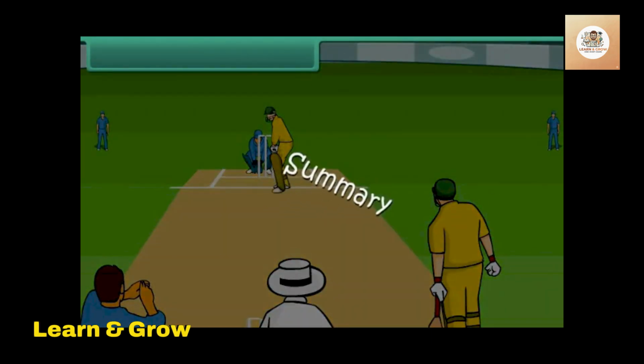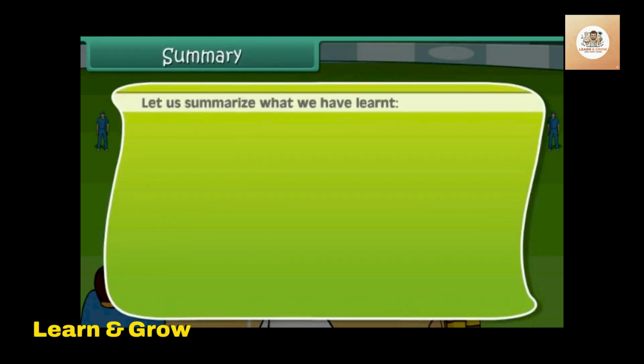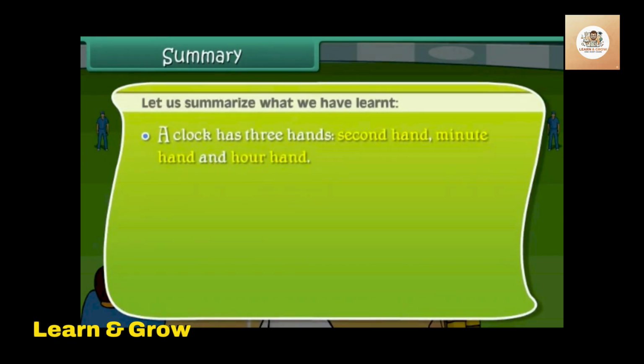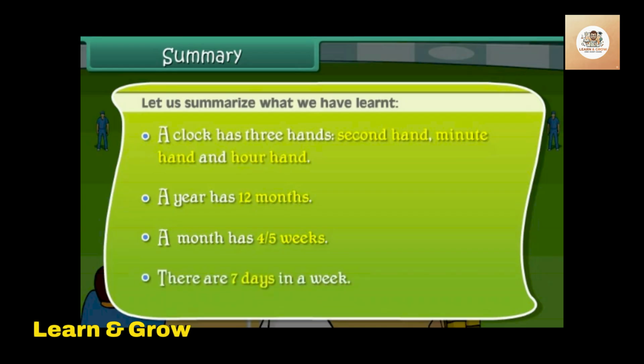Summary. Let us summarize what we have learned. A clock has 3 hands: second hand, minute hand, and hour hand. A year has 12 months. A month has 4 or 5 weeks. There are 7 days in a week.